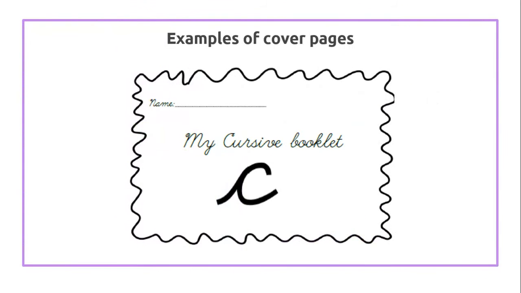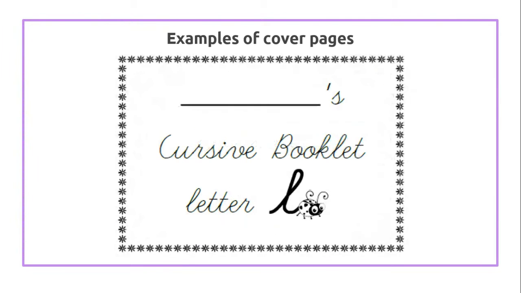Here is a very simple cover page where it has space for the student's name, and it says My Cursive Booklet with the letter C. It's a good idea to include a border on your workbook because this frames the booklet. Here is another idea where the student would write their name and it says that it's their cursive booklet for the letter chosen. So make sure that the letter that you've chosen is on the front of the workbook.